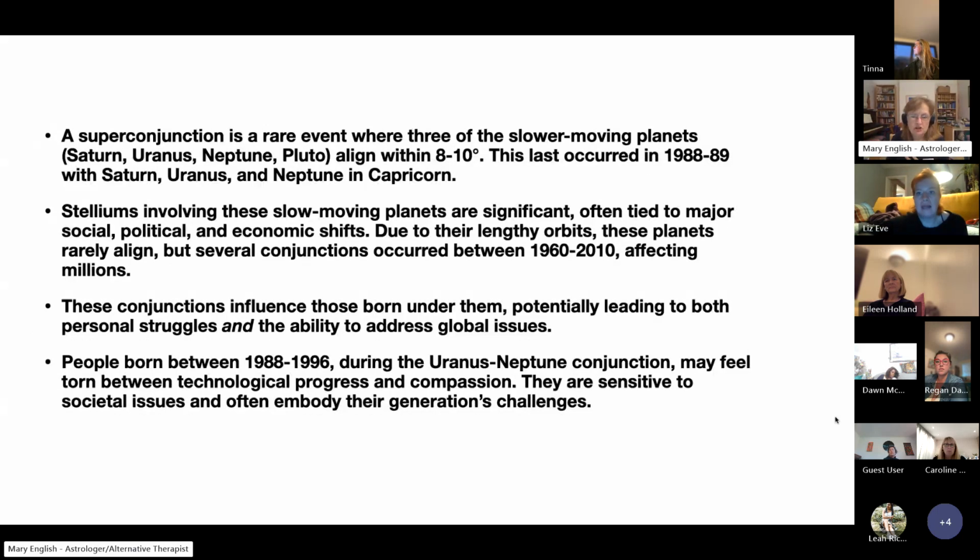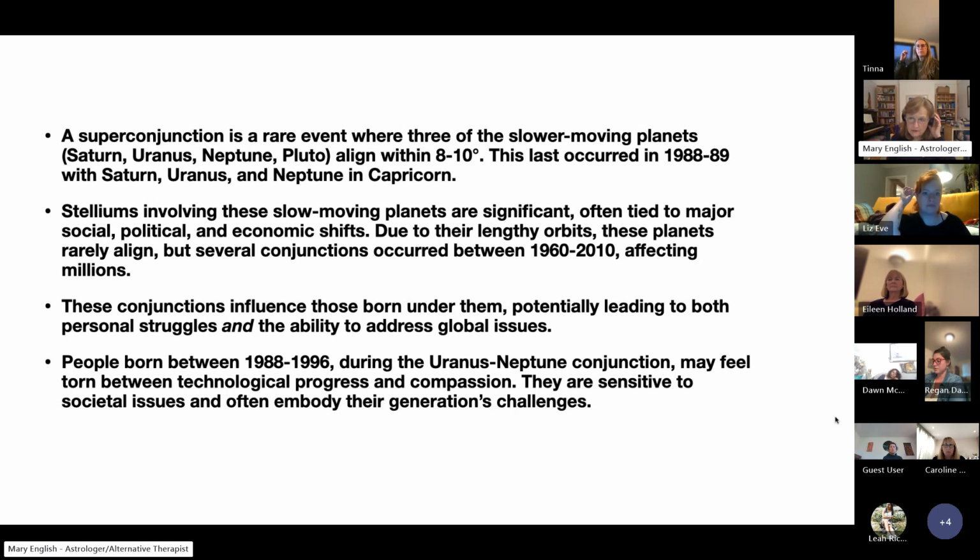Now, a super conjunction is a rare event where 3 of the slower moving planets, Saturn, Uranus, Neptune and Pluto, align within 8 to 10 degrees. This last occurred in 88-89 with Saturn, Uranus and Neptune in Capricorn. Stelliums involving these slow moving planets are significant, often tied to major social, political and economical shifts.